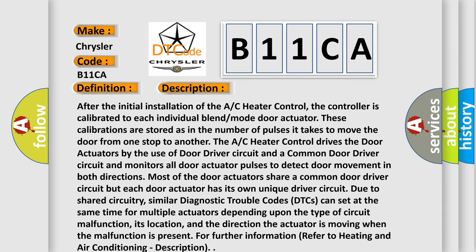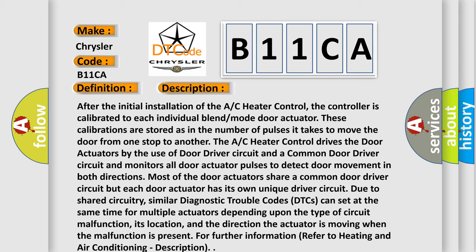After the initial installation of the AC heater control, the controller is calibrated to each individual blend mode door actuator. These calibrations are stored as the number of pulses it takes to move the door from one stop to another. The AC heater control drives the door actuators by the use of door driver circuit and a common door driver circuit, and monitors all door actuator pulses to detect door movement in both directions. Most of the door actuators share a common door driver circuit, but each door actuator has its own unique driver circuit due to shared circuitry.